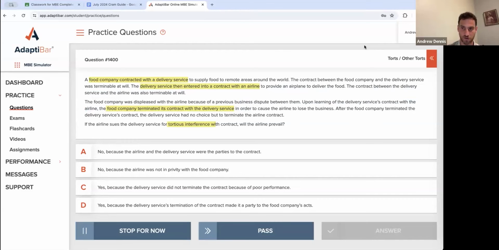Will the airline prevail? A: No, because the airline and delivery service were parties to the contract. B: No, because the airline was not in privity with the food company. C: Yes, because the delivery service did not terminate the contract because of poor performance. D: Yes, because the delivery service's termination of the contract made it a party to the food company's acts.